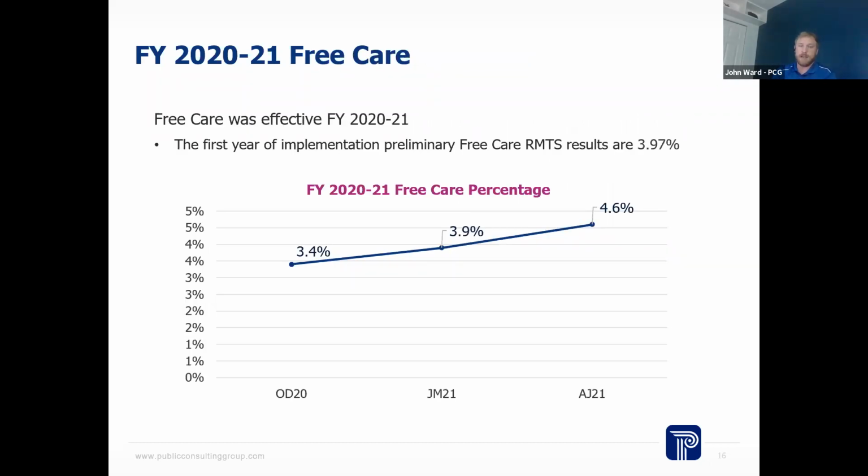So going into free care being new to the annual cost report for the FY21 year. This is just preliminary RMTS percentages for free care. They're still being finalized, but this gives you a general idea of what it could look like. If you were to average these 3 quarters, it would amount to just about 3.97%.